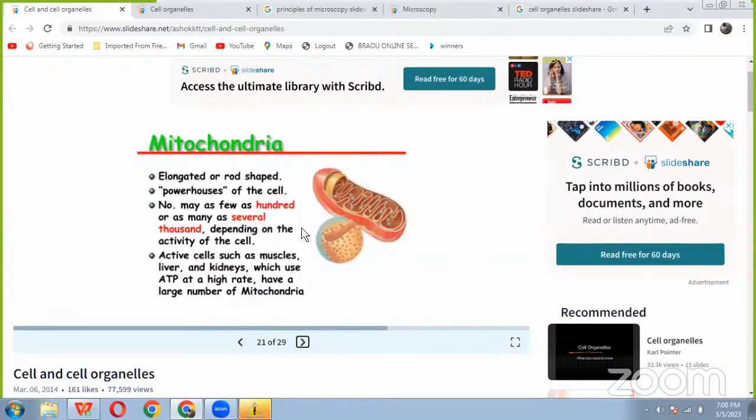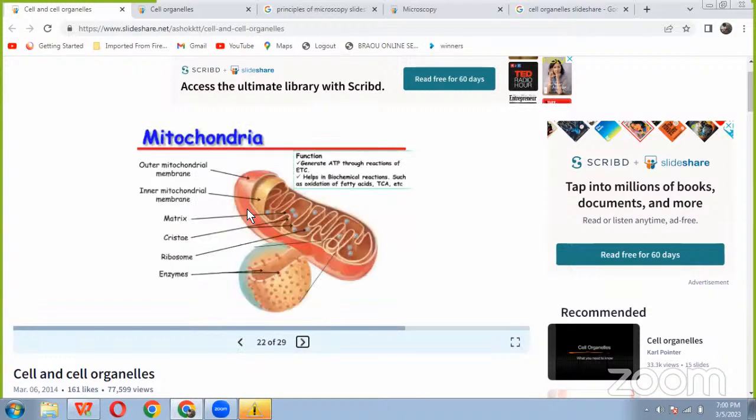Next one is the mitochondria. Mitochondria are rod-shaped and also called the powerhouse of the cell. Mainly, mitochondria are related to respiration. Active cells, such as some muscles, liver, and kidneys, which carry out ATP synthesis, have a large number of mitochondria. In respiration, glycolysis occurs in the cytoplasm, and the Krebs cycle occurs in the matrix.